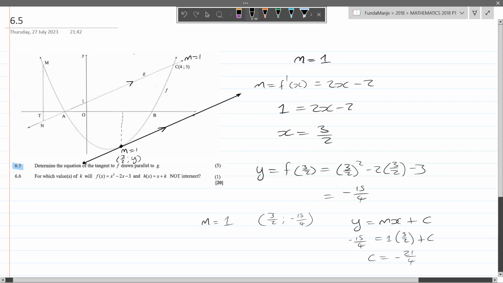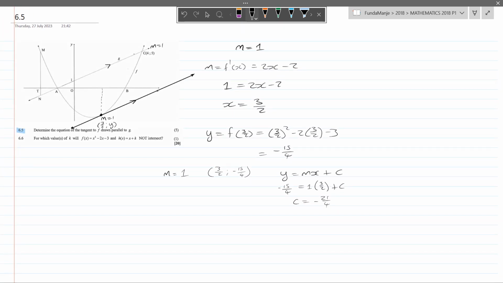And then you can write your final answer as the following. Therefore, y is equal to x, because our gradient is 1, minus 21 over 4, like that.